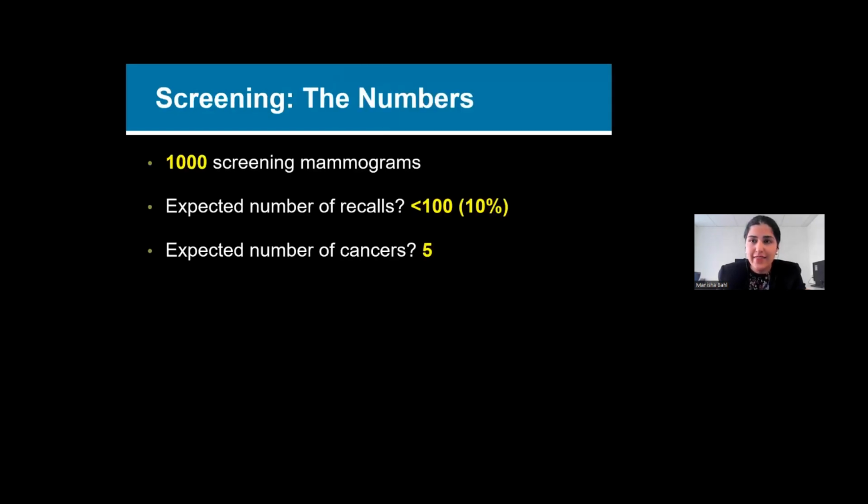Now, when I read 1,000 screening mammograms done in women who are aged 40 or older without any symptoms, I'm expected to recall 10% or less of these women for additional imaging. Of the women that I recall for further imaging, only 5 will statistically have breast cancer. Therefore, out of every 1,000 screening mammograms that I interpret or one of my colleagues interprets, I'm expected to detect about 5 breast cancers total, 5 breast cancers out of every 1,000 screening mammograms.